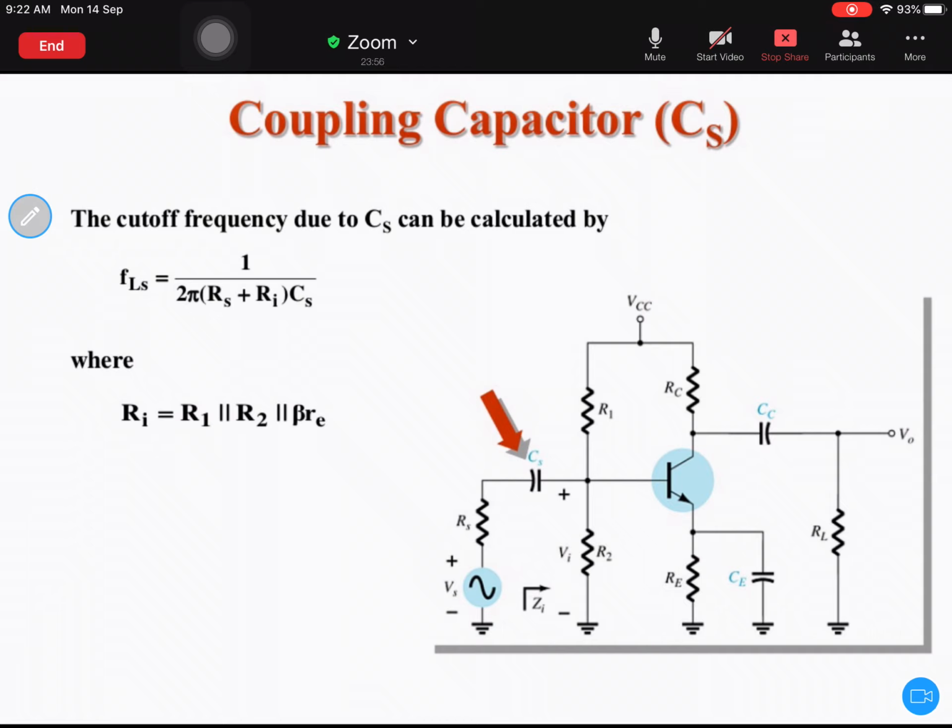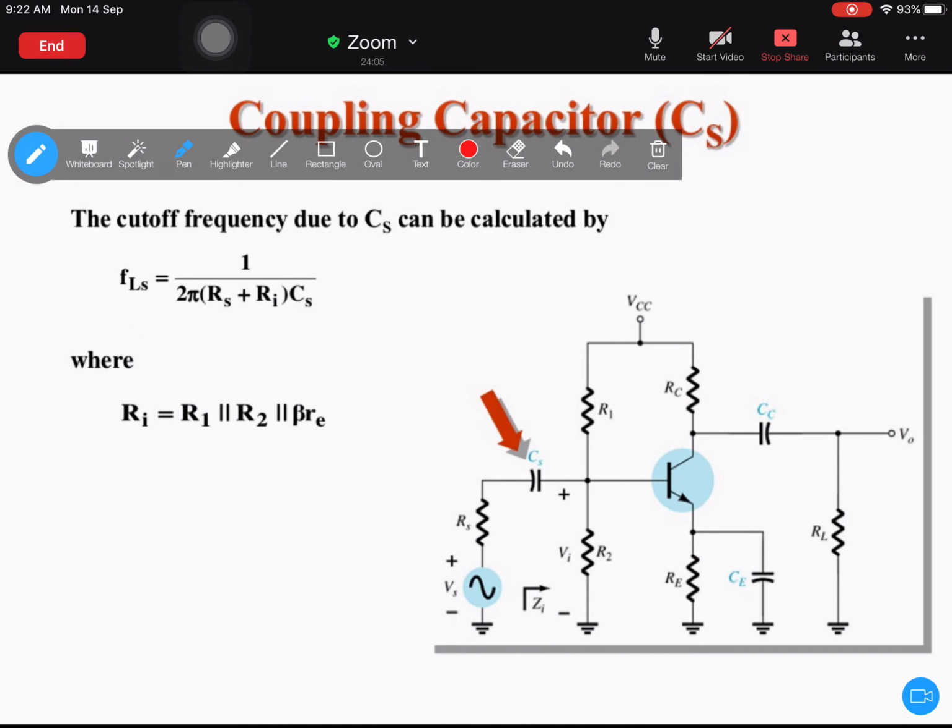So the low cutoff frequency is determined for the coupling capacitor CS. If you are only considering the effect of the input coupling capacitor, then the cutoff frequency can be calculated by this equation: FLS is equal to 1 by 2 pi into (Rs plus Ri) into Cs. In this case, you have to always remember Ri is nothing but Zi, the input resistance observed from the input of the amplifier circuit. From here you have to observe, not from here, from here.